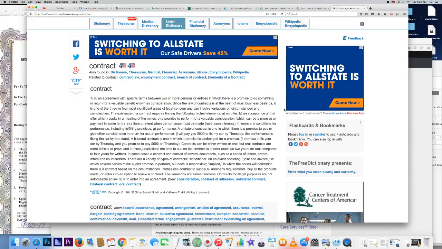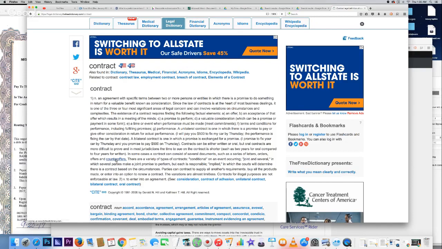But oral contracts are more difficult to prove, and in most jurisdictions, the time to sue on the contract is shorter, such as 2 years for the oral compared to 4 years for written. In some cases, the contract consists of several documents, such as a series of letters, orders, offers, and counter offers. Now, keep that in mind, y'all. A series of offers and counter offers. We have to understand the power that we have to counter offer. When we get an offer in the mail, most call it a bill. When we get an offer in the mail, it's exactly what it is. It's an offer, which is voluntary for us to abide by or comply and pay.